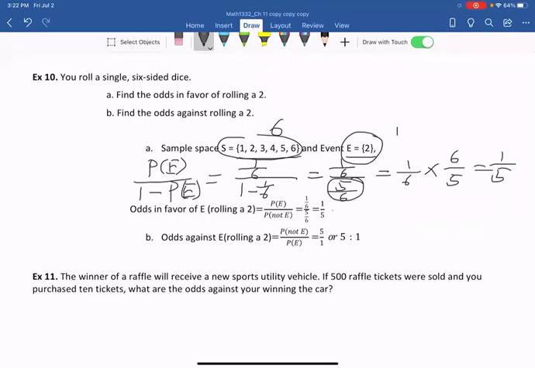I have the result here. Okay, let's move on to the second one, B. Find the odds against rolling a 2. So we just need to find the reciprocal of the odds in favor of rolling a 2. We have 1 over 5, or you can say 1 to 5. So odds against E equals 5 over 1, or 5 to 1.